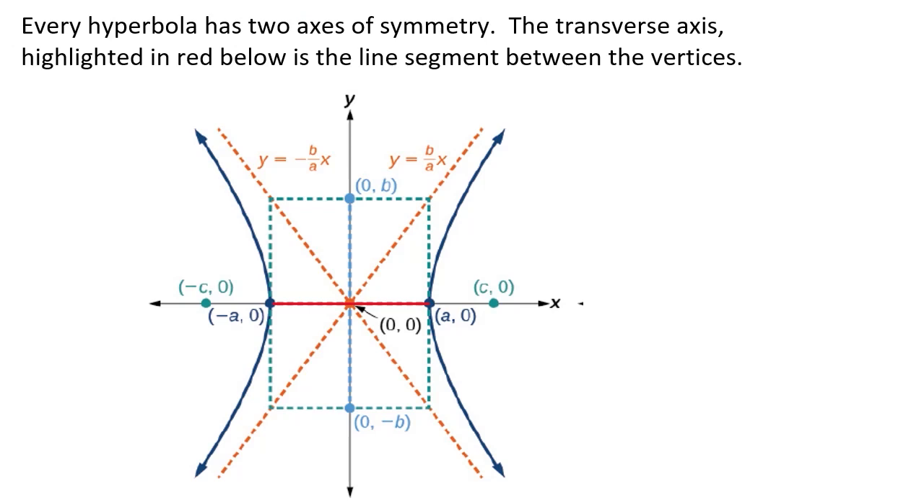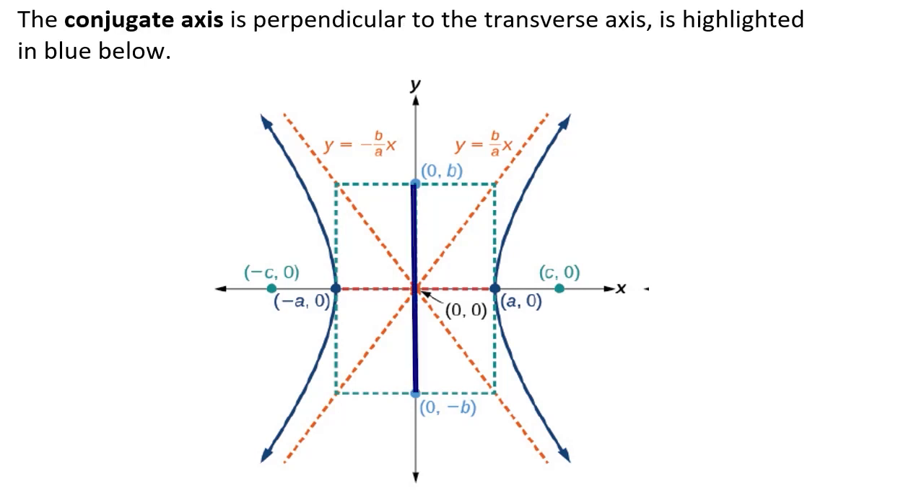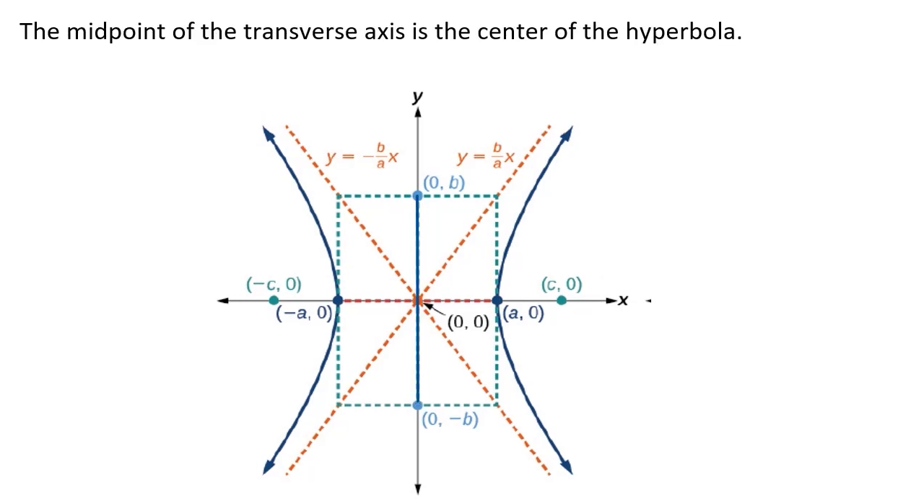Every hyperbola has two axes of symmetry. The transverse axis, highlighted in red below, is the line segment between the vertices. The conjugate axis is perpendicular to the transverse axis and is highlighted in blue below. The midpoint of the transverse axis is the center of the hyperbola. In this case, the center is the origin, the point 0, 0.